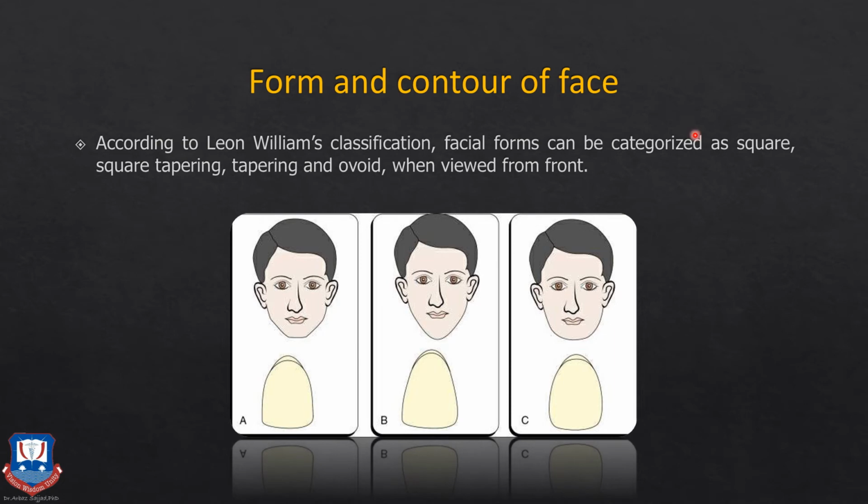So next, form of the face. Just like the form of the arch, the form of the face is also divided into square, tapering and ovoid, and similarly we can select the tooth mold based on the form of the face. This was first given by Leon Williams.